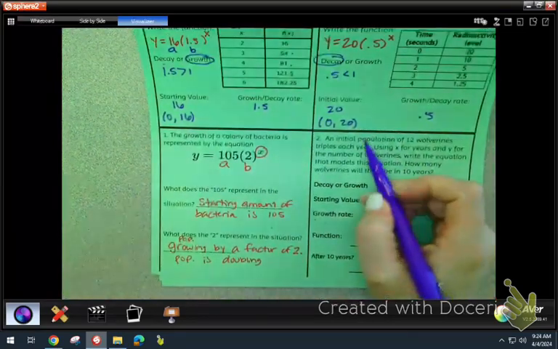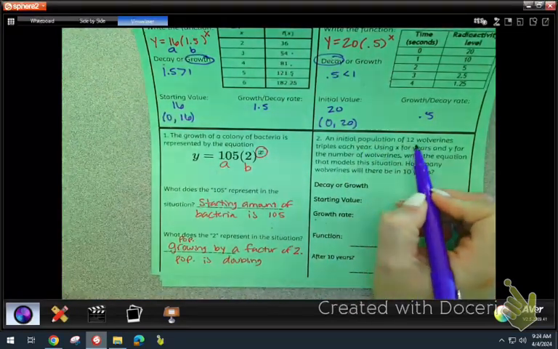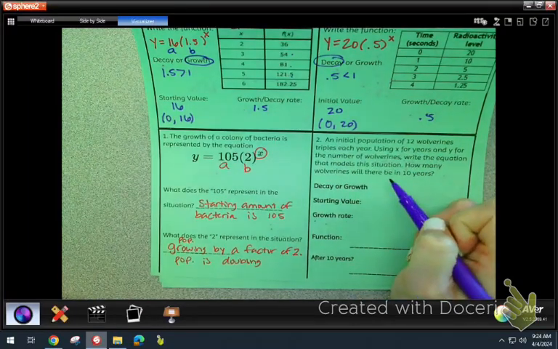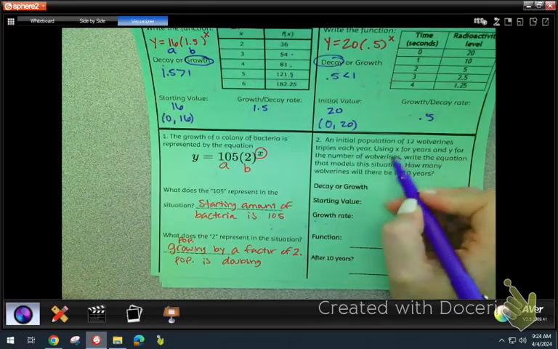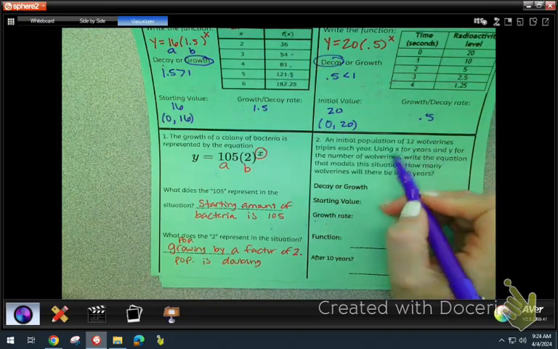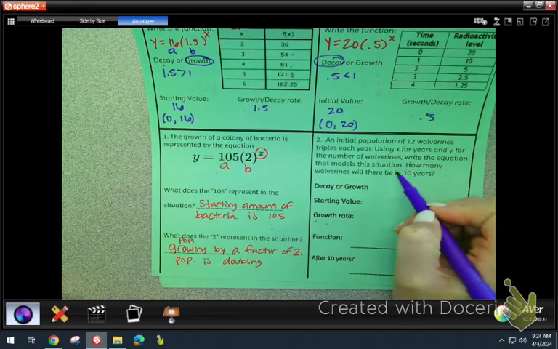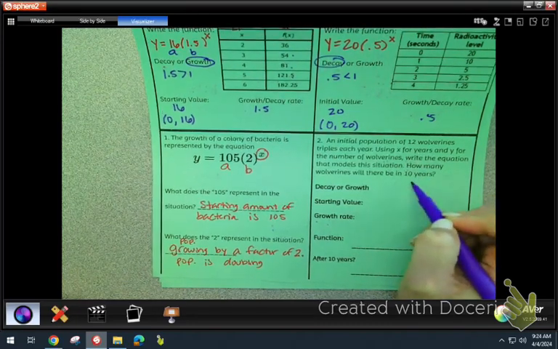We have to read. An initial population of 12 wolverines triples each year. That actually tells us all that we need to get an equation. Using x for years and y for the number of wolverines, write an equation that models the situation. How many will there be in 10 years?